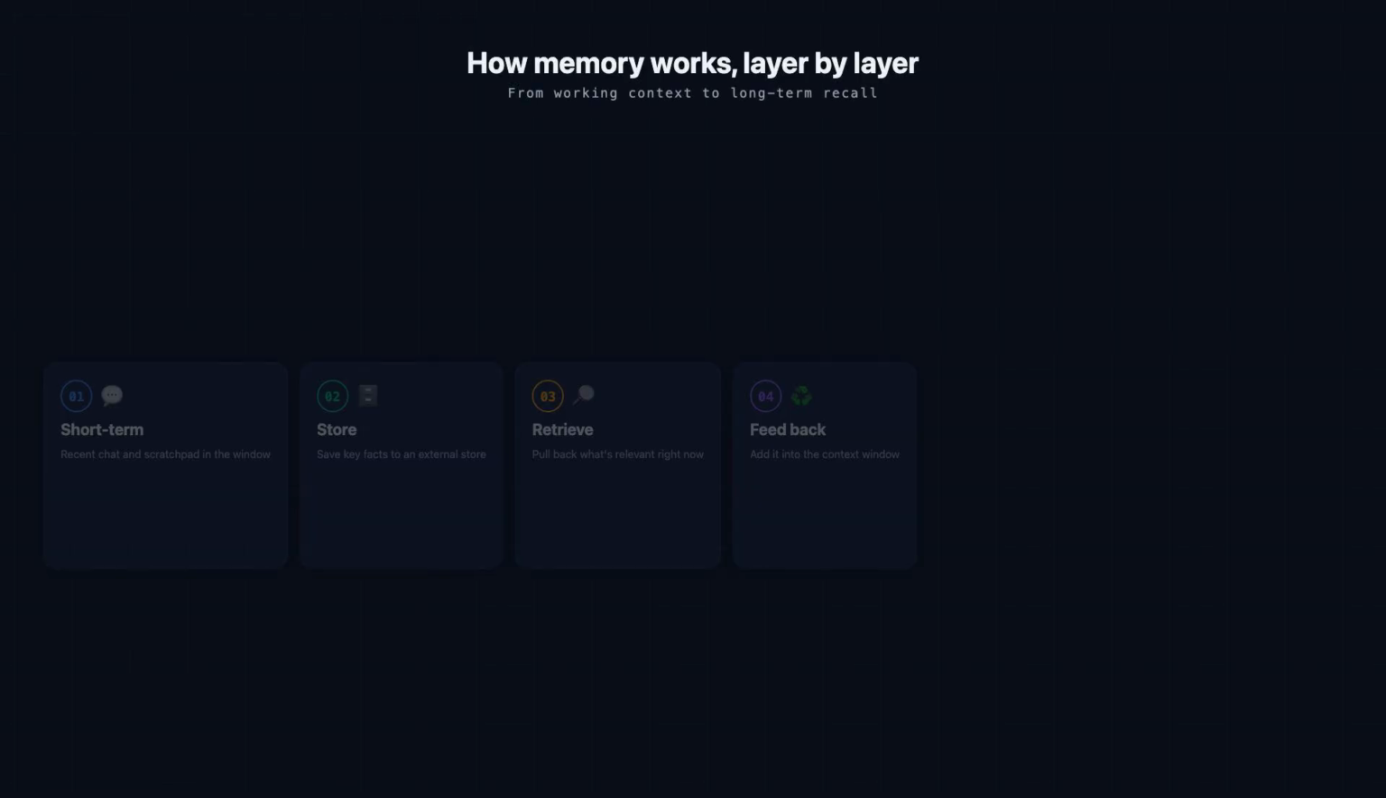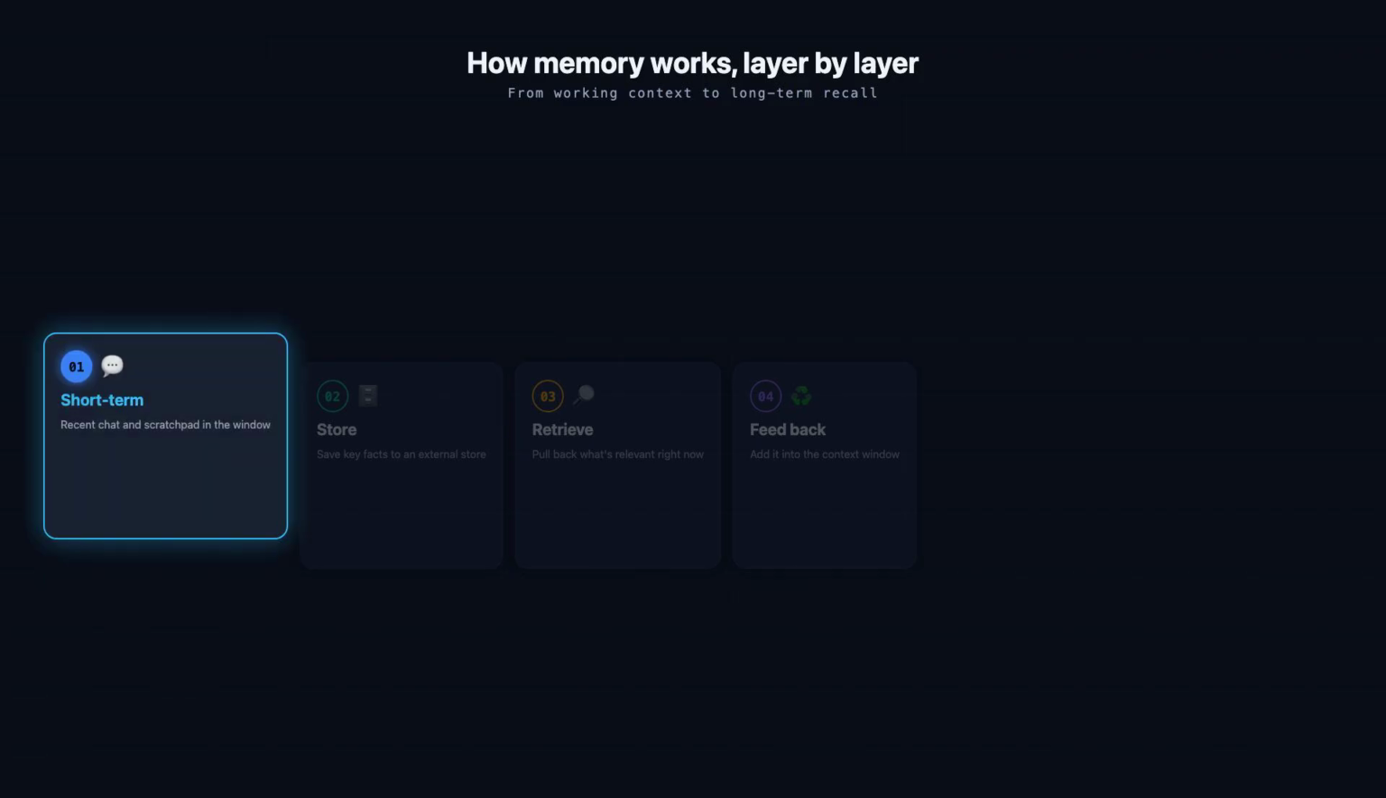So how does a memory system actually work? It comes in layers and they hand information between them. Watch the loop. The recent conversation and the agent's scratchpad live in short-term working memory. This is simply what sits in the context window right now. The immediate back and forth the model can see this very turn. It's fast and always present, but it's also small and temporary, and it vanishes as the window fills.